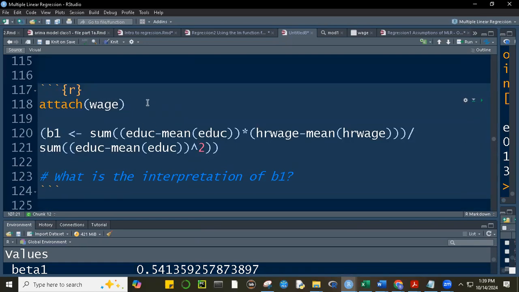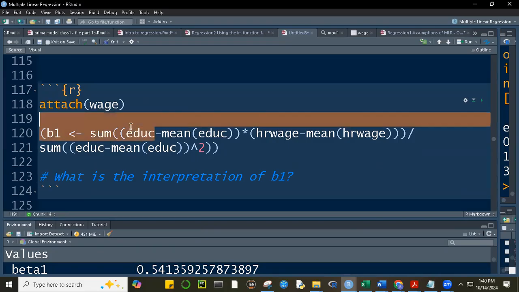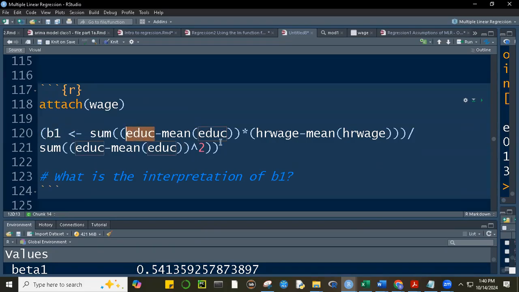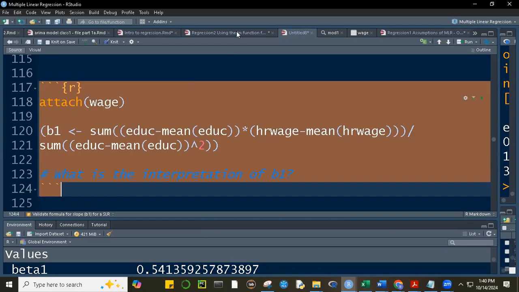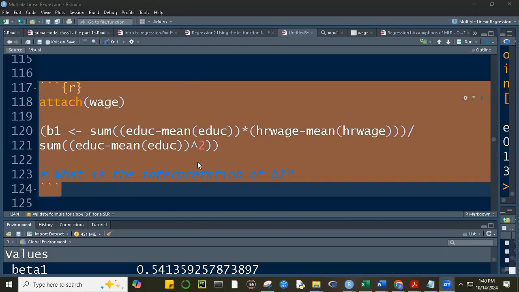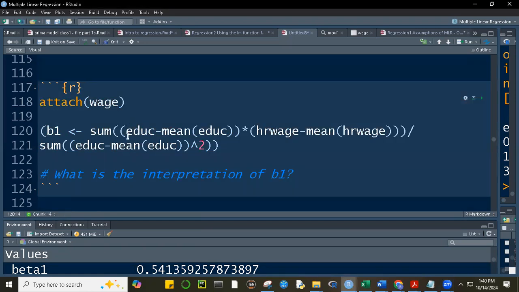Or, class, kasi pwede naman natin ginawa to, di ba? Yung attached wage na to. So, pwedeng hindi na wage dollar sign education minus mean of education. Okay, so ito, I'll just Control C, I'll just share this with you. Another way to go about it, you just get the same answer anyway. So it's just making use of the attached function so that we don't have to use wage dollar sign education here. Di ba ito yung X natin, wage dollar sign education.